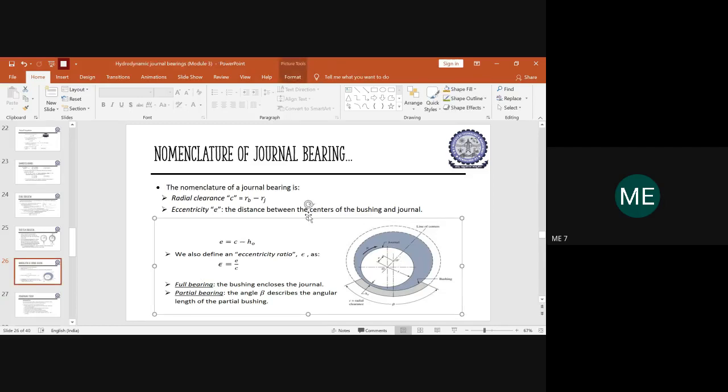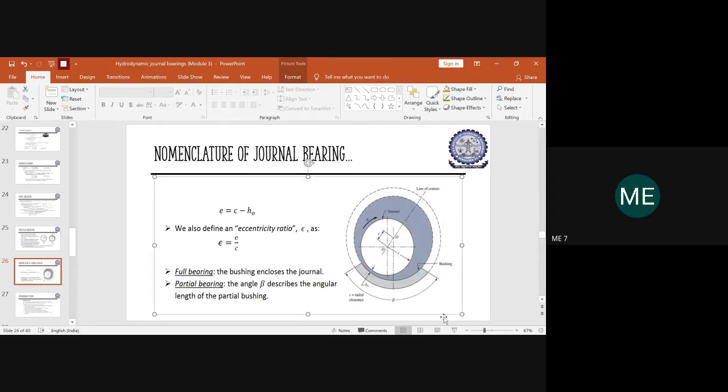Apart from that, here you can see the entire sketch of the journal bearing, right? So you still have to understand more of the nomenclature associated with the journal bearing. So you should be knowing what you mean by radial clearance. Yesterday also I told you about the clearance value, which is between, I'll just show you the diagram and explain.